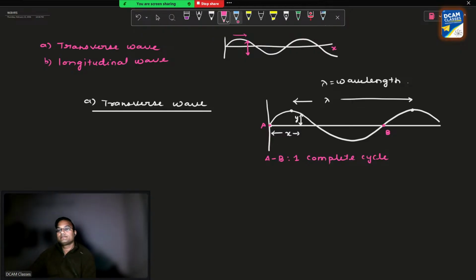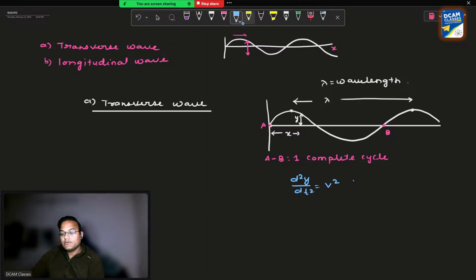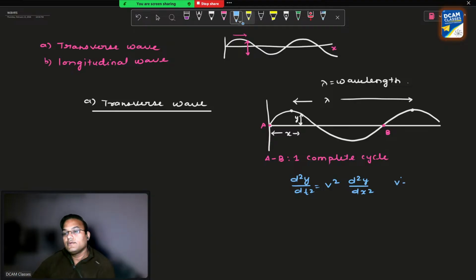Okay, that's one thing. Now, before starting transverse waves, there is an important condition that it should satisfy. Every wave should satisfy d square y by dt square is equal to v square into d square y by dx square, where v is the wave velocity. What is wave velocity? Wave velocity is the velocity with which this wave is moving forward. There are other terms also that I'll discuss.